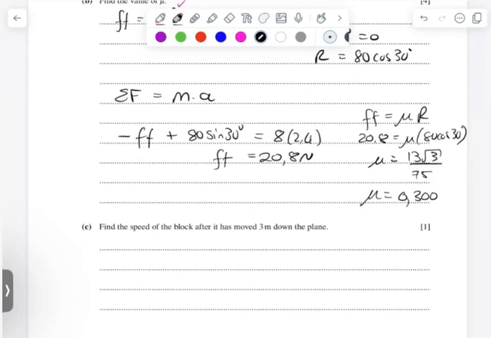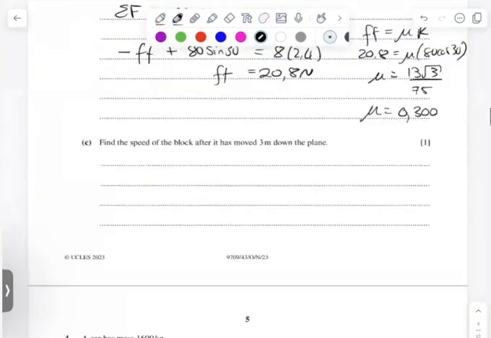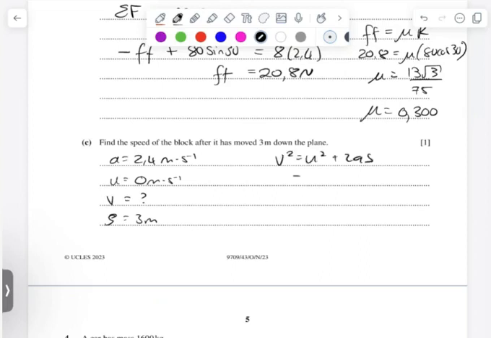All right, find the speed of the block after it has moved 3 meters down the plane. Okay, so now we're just going to jump into Suvat. Its acceleration is 2.4 meters per second squared. It starts from rest. We want to know the velocity when it's reached 3 meters. So that is just a straightforward Suvat question. I wonder if you know your Suvats off by heart. You don't need to, because they are in your MF19. But it does help to be very familiar with them.